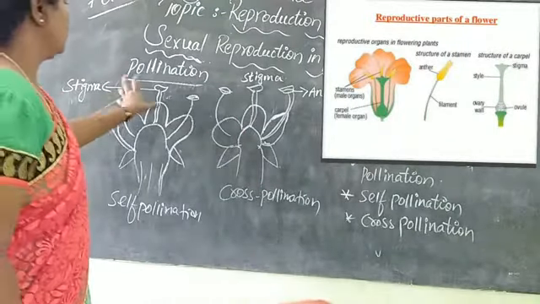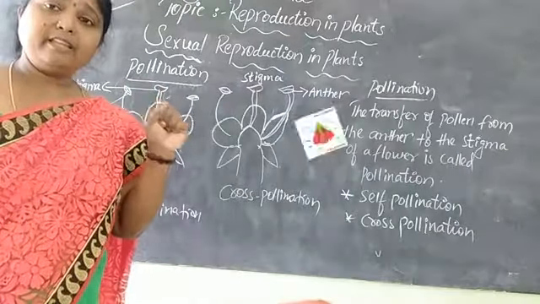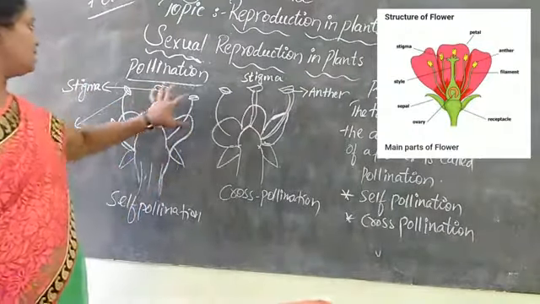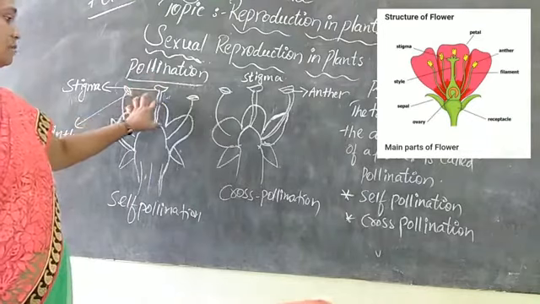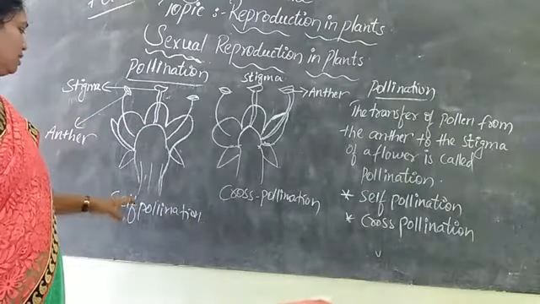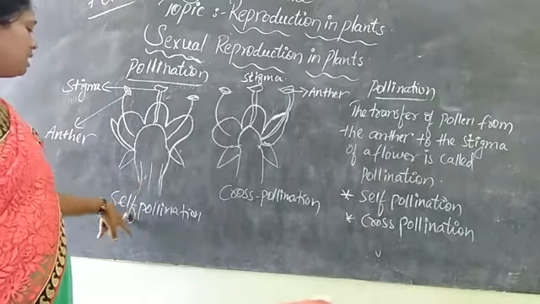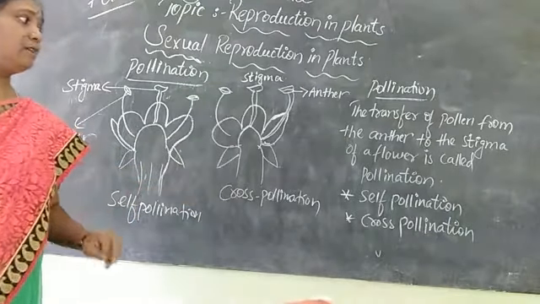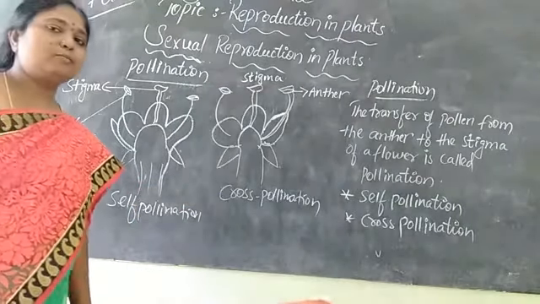So this anther will be yellow in color, and there will be pollen on this stigma. This formation only we call pollination. So now let me explain what we mean by self-pollination and what we mean by cross-pollination.